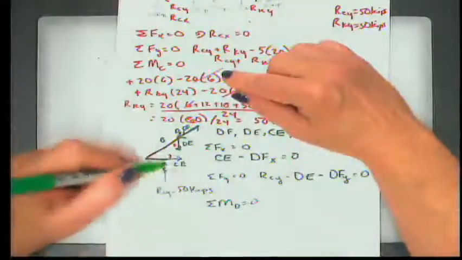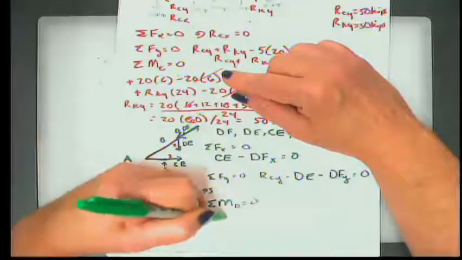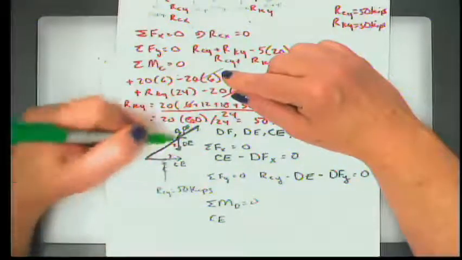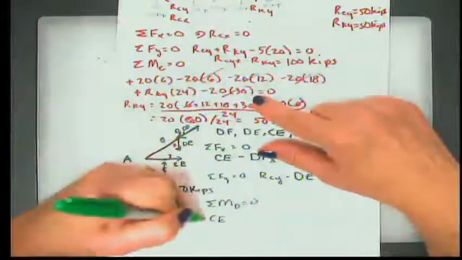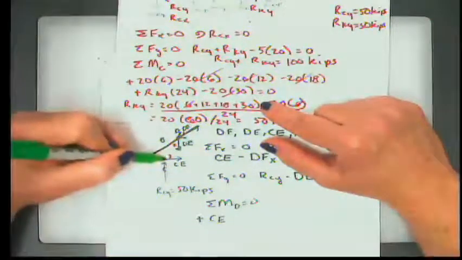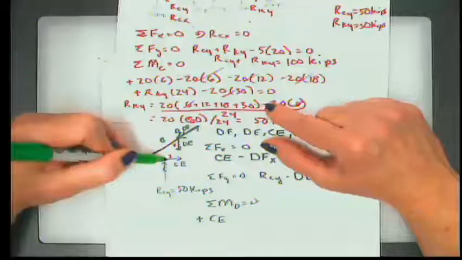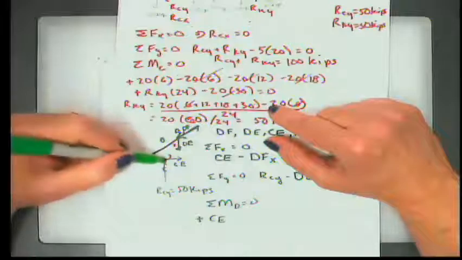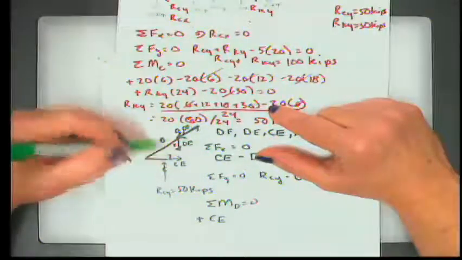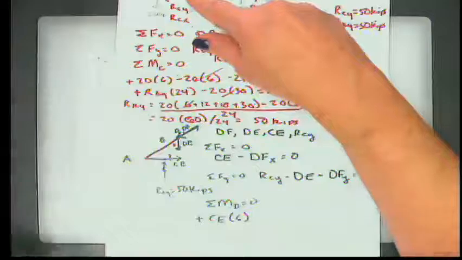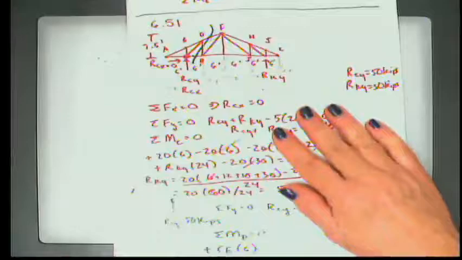I have the moment from CE about point D. And if I put a pin here, CE is going to spin it counterclockwise, so that's positive. What is the distance, the vertical distance from C to D? No, excuse me, the horizontal distance from C to D. Well, on the original drawing, C is here, D is here, the panels are 6 feet, so that's 6 feet. So the horizontal distance, vertical force, horizontal distance, positive moment.